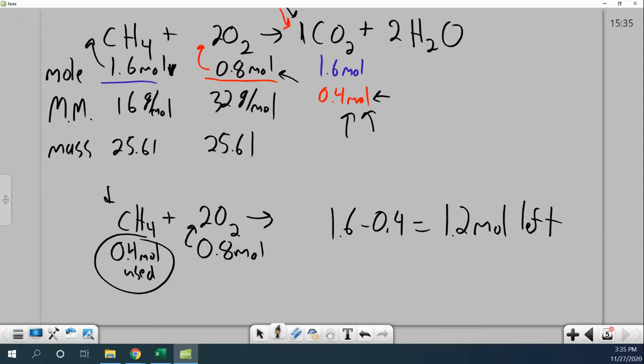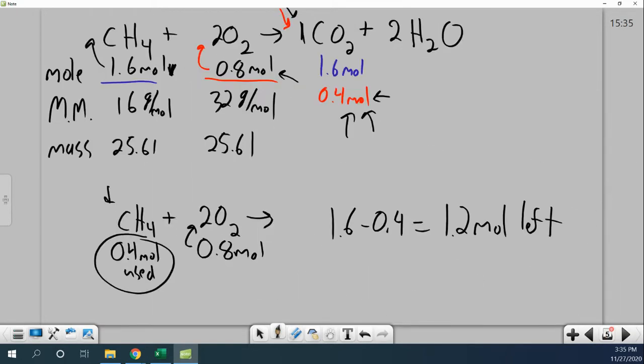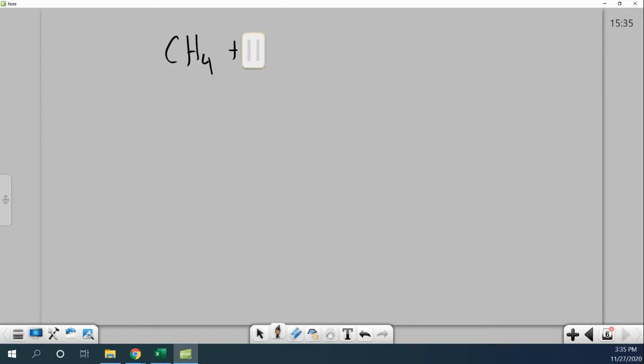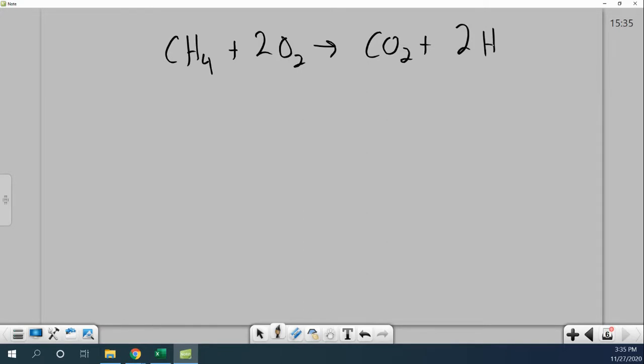Now, if I want to do this mole-wise, same thing. CH4 plus 2 O2 gives me CO2 plus 2 H2O. I'm always going to start with the balanced equation. It's just really important for you to have that written down somewhere so you can see what's going on. And I know that they're both 25.61 grams.